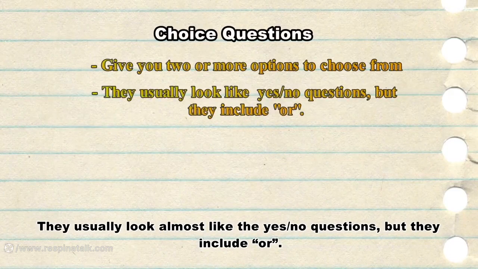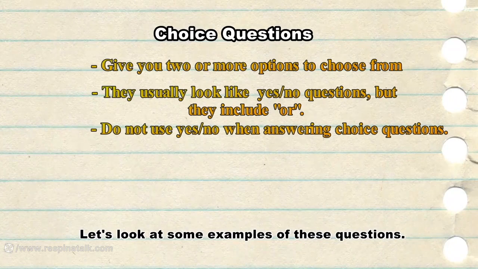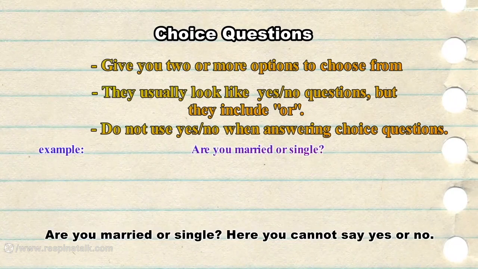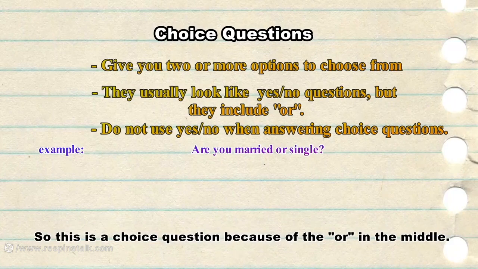They usually look almost like the yes-no questions, but they include or. Now remember, do not use yes or no when answering these questions. Let's look at some examples of these questions. Are you married or single? Here you cannot say yes or no. You have to give an answer. You have to say, I am married or I am single. So this is a choice question because of the or in the middle.